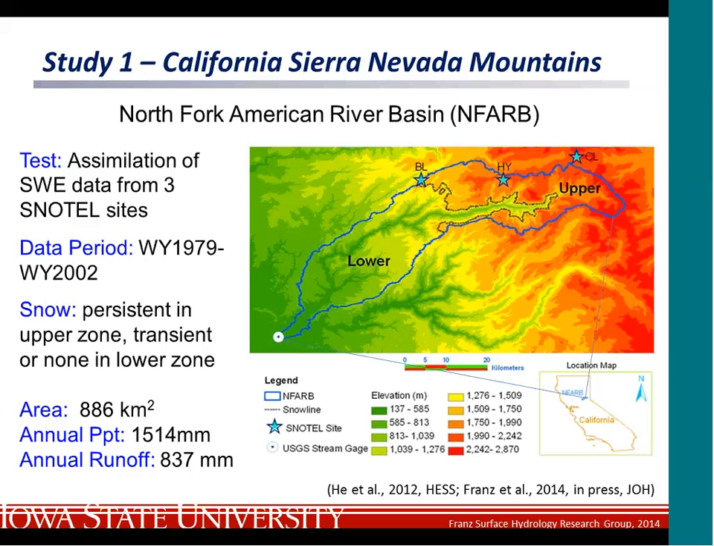This watershed has a pretty large topographic change from the lower end up to the higher end. This upper area is primarily snow dominated. You get very deep snowpacks building up throughout the winter and then a prolonged melt in the spring. The lower zone has a much thinner snowpack. It may have no snowpack in some years, and it's a lot more transient. So this watershed is broken up into 2 zones: this upper zone, which is snow dominated, and this is where the assimilation is taking place, and then this lower zone, which is not snow dominated.